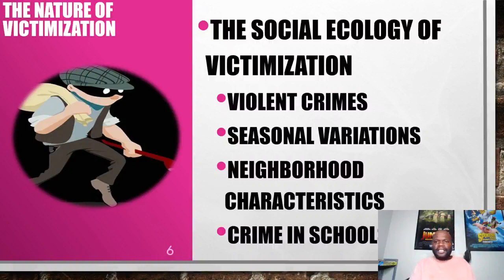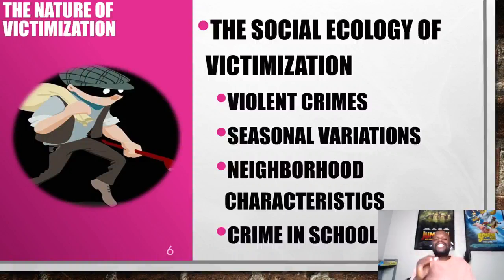So we do have to look at the social ecology of victimization. I talked about this in the last chapter. So if you tuned in and you saw chapter 2, the nature and extent of crime, this right here will make a little bit of sense to you. For example, we have to think about violent crimes. Where are we seeing more violent crimes? We're seeing them in urban communities, more densely populated areas.